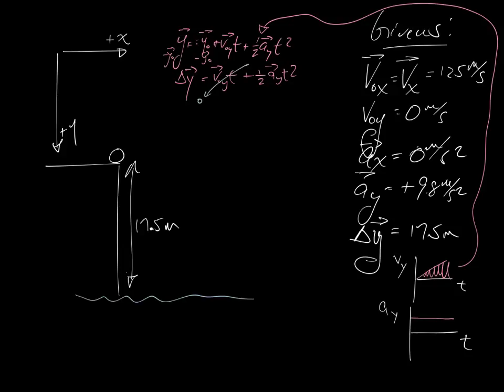This is 0 because v naught y is 0. And you notice we have a y and we have delta y. So we can solve for t very easily. It's just t squared equals 2 delta y over a. And then t is the square root of 2 delta y over a. You'll get the same time you got.